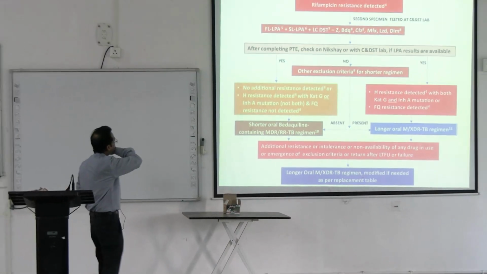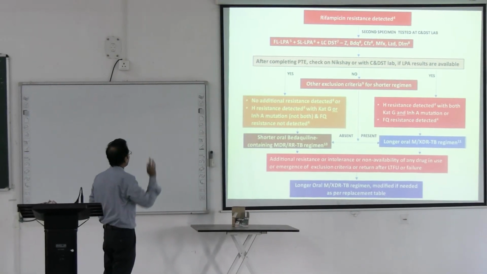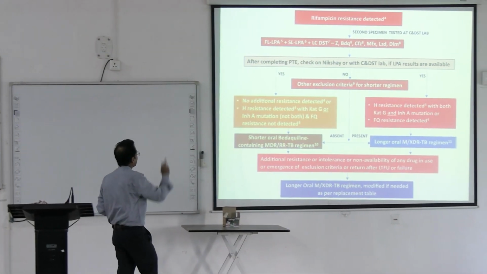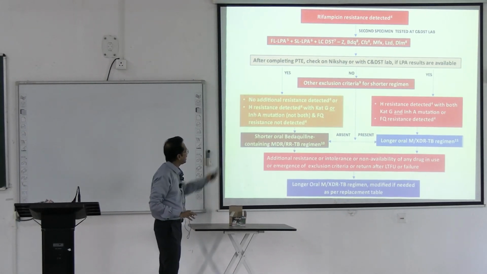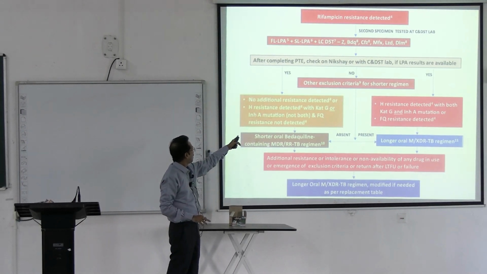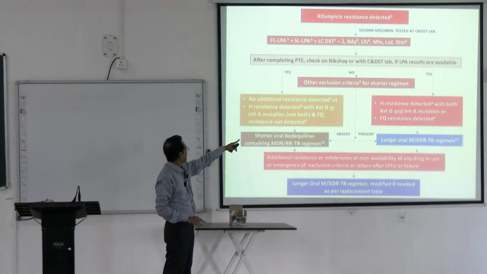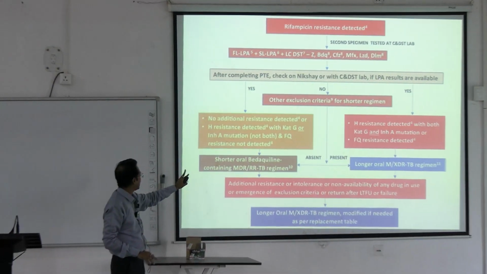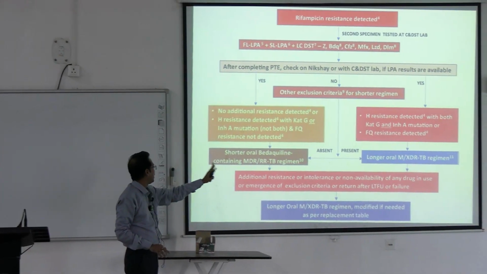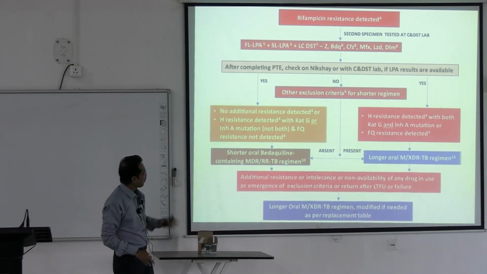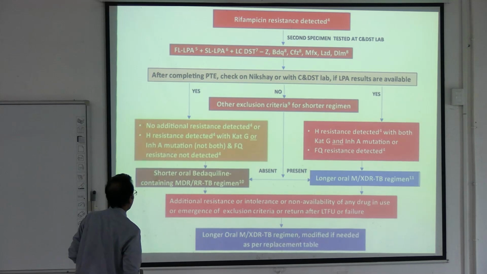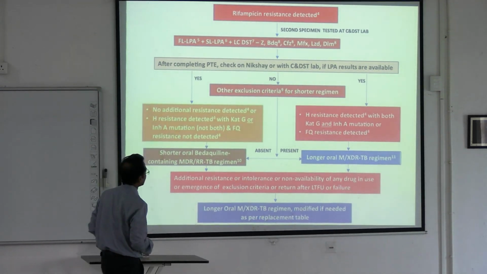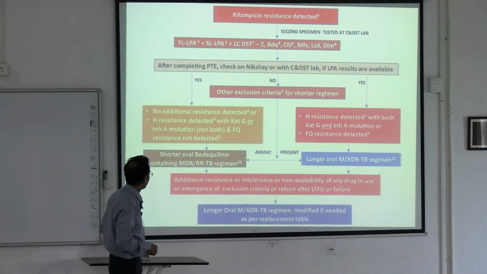After completing all these, if no additional resistance is detected, or INH resistance is detected by katG or inhA, which are the two genes for INH resistance, and fluoroquinolone resistance is not detected, then shorter oral bedaquiline therapy is given, and longer bedaquiline therapy if any resistance is present.